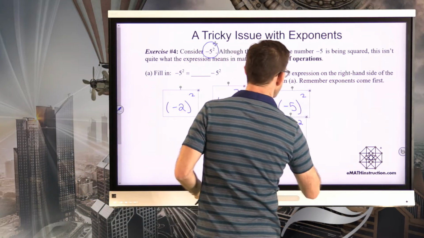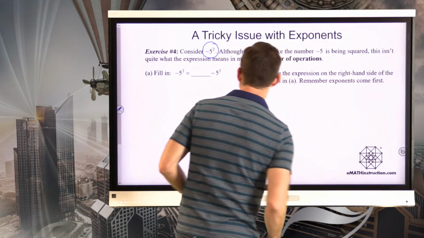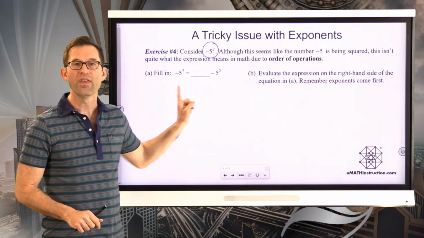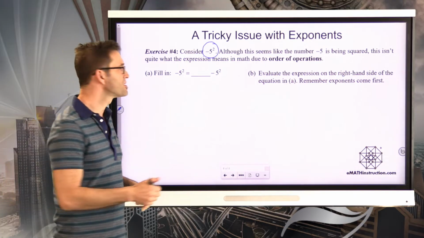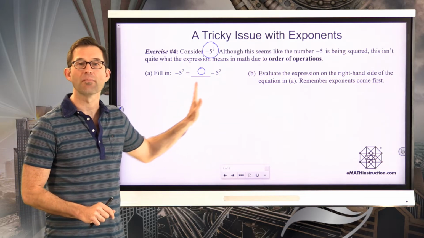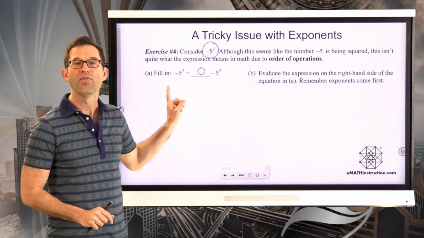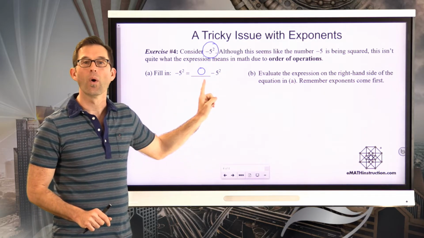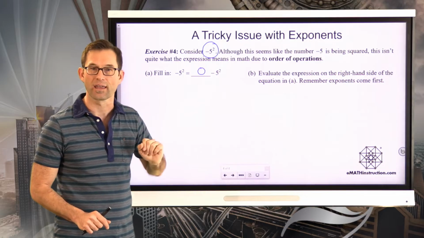Let me first delete all of this stuff. So, letter A, fill in. This is simply the same as this. Mathematically speaking, these two things are the same calculation. This is not -5 squared. This is really 0 minus 5 to the second.